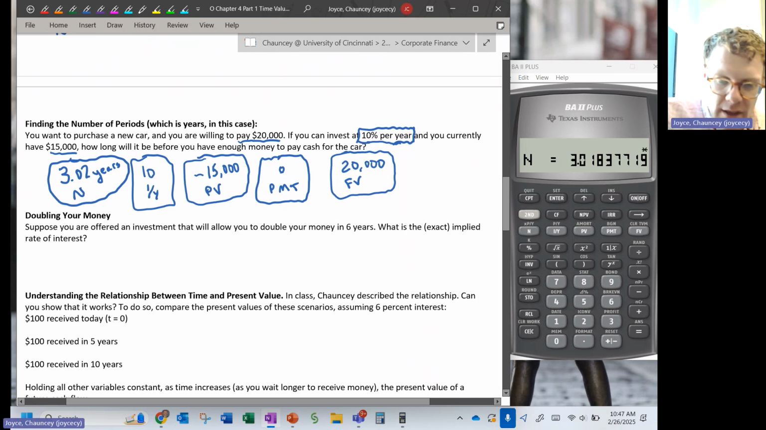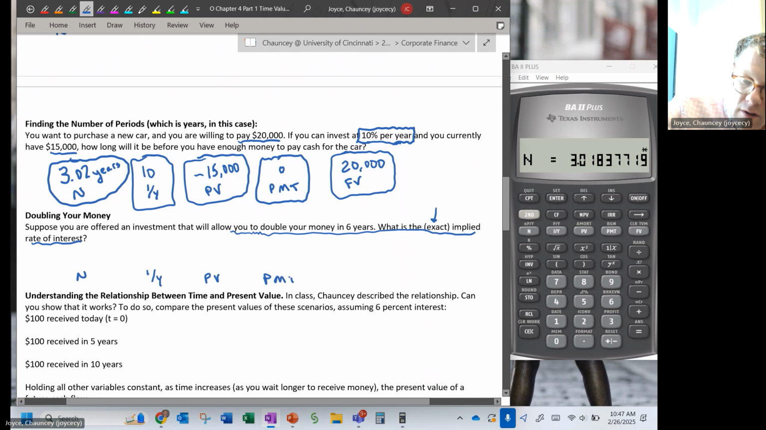All right, doubling your money. Suppose you're offered an investment that will allow you to double your money in 6 years. What is the exact implied rate of interest? This word here, exact, means we cannot use the rule of 72. So in this case, we're going to have to just make up some numbers to get to an answer. We're trying to find out how long it takes to double. So we just have to make up something, say negative $1 million to receive positive $2 million in the future. The time period is 6, so my N is 6, and then I have everything I need.